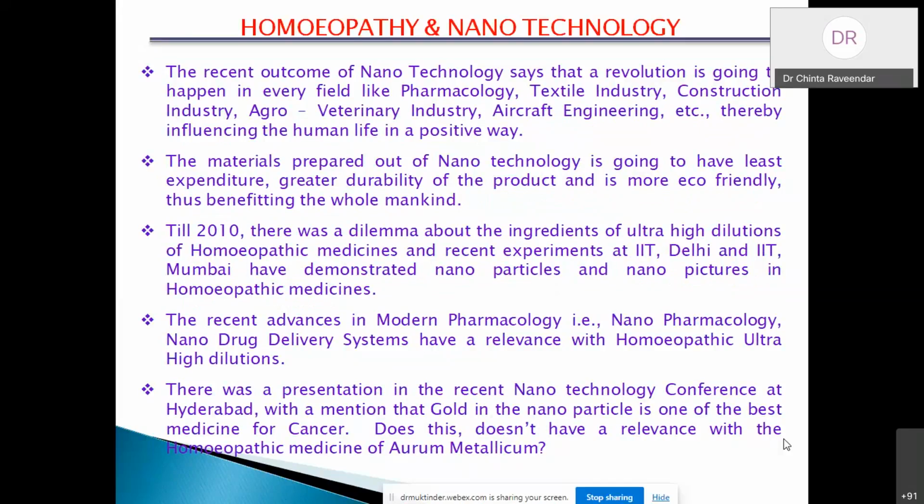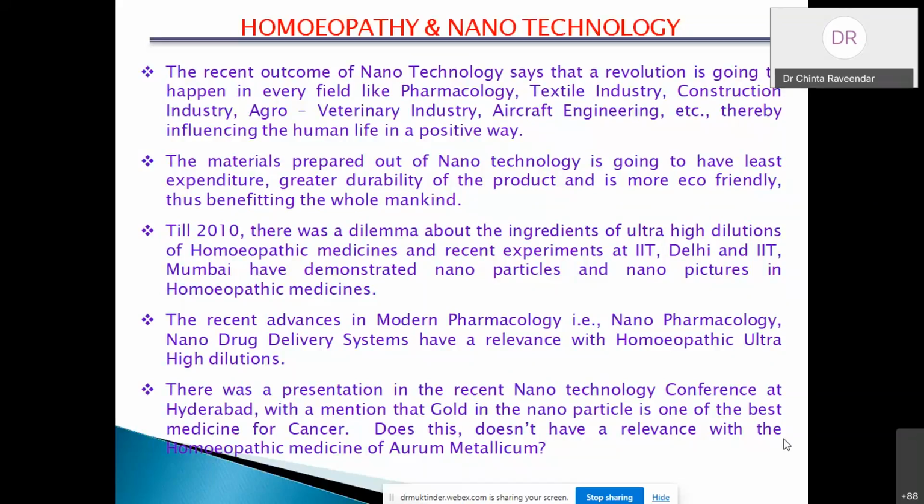The recent outcome of nanotechnology says that a revolution is going to happen in every field, like pharmacology, textile industry, construction industry, agro-veterinary industry, aircraft engineering, etc., thereby influencing human life in a positive way. The materials prepared out of nanotechnology are going to have the least expenditure, similar to homeopathy, greater durability of the product, and are more eco-friendly, thus benefiting the whole mankind.